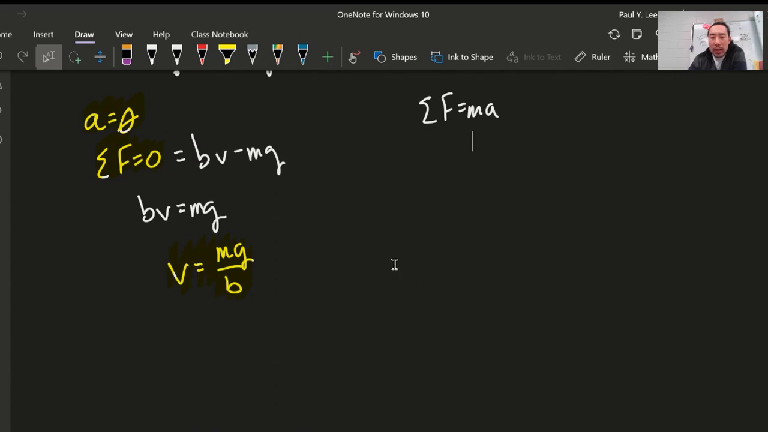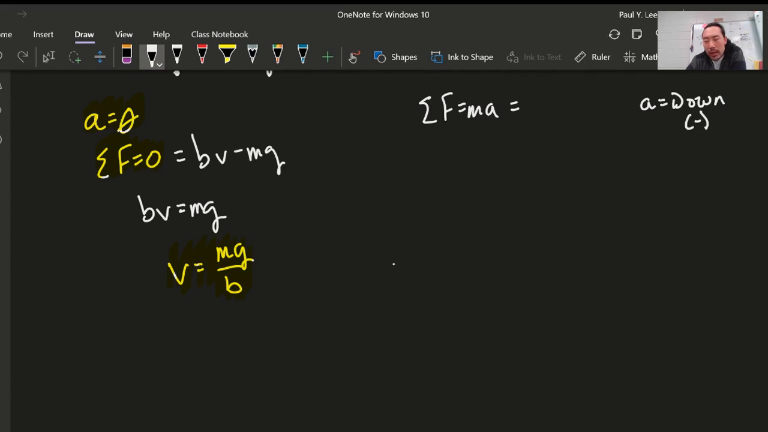And so if we take a look at that here, we're going to write the rest of the forces. Now we have to be careful here because the object is accelerating downwards. So when this object is accelerating downwards, we're going to say that our acceleration is negative.